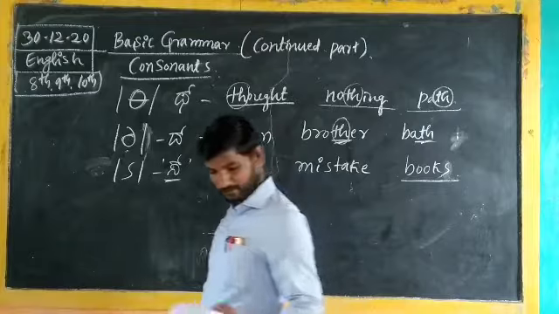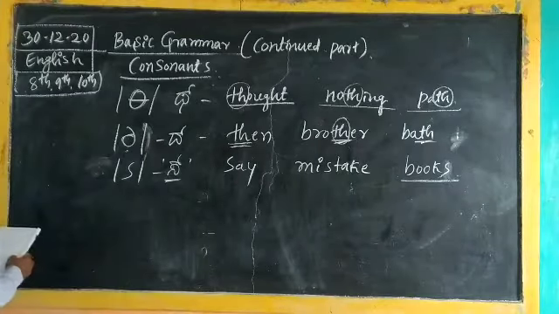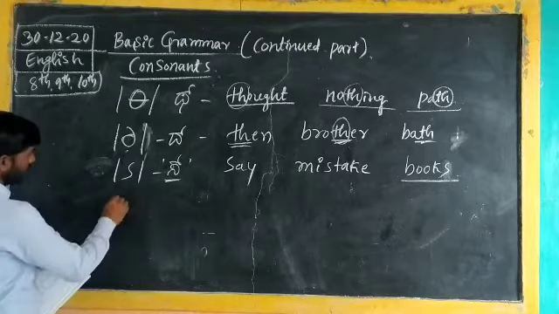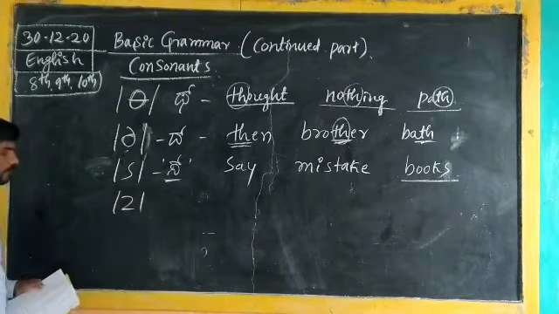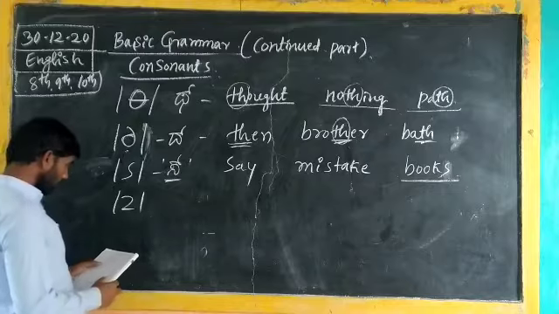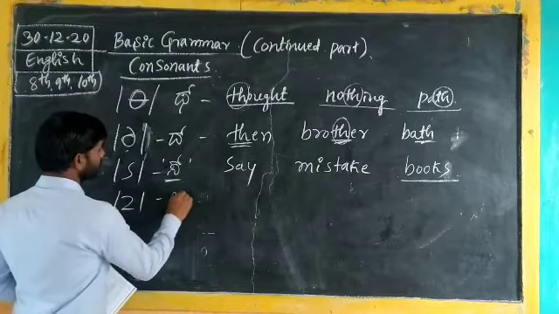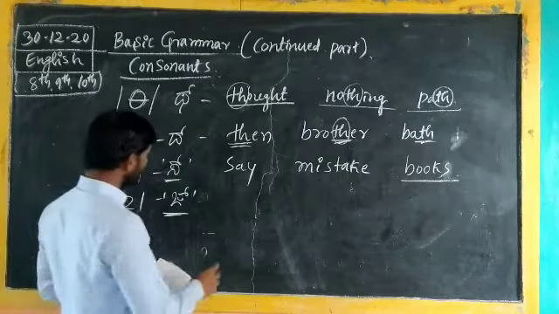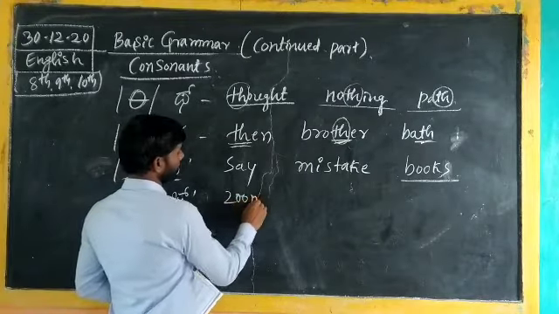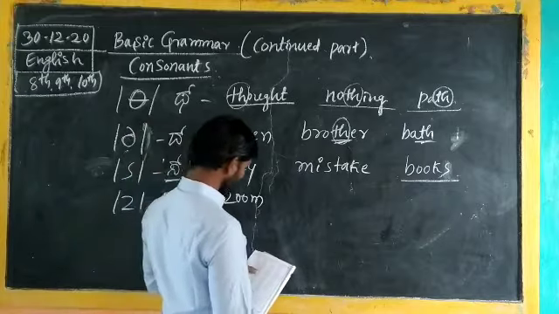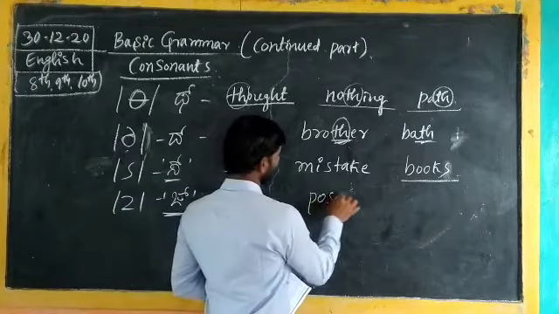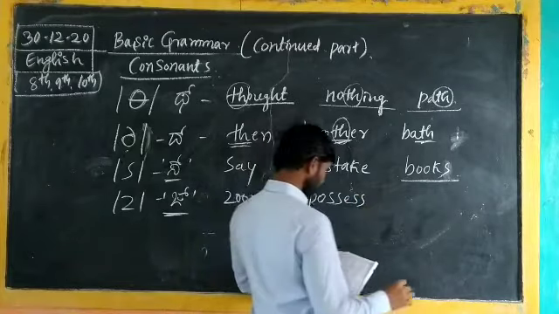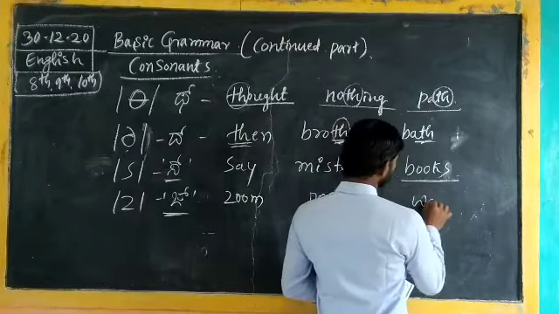So the next letter is the one with the Z shape, the last letter, Z. Here it gives us the Z pronunciation. Here: zoom, poses, watches.